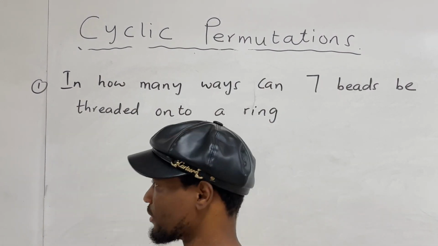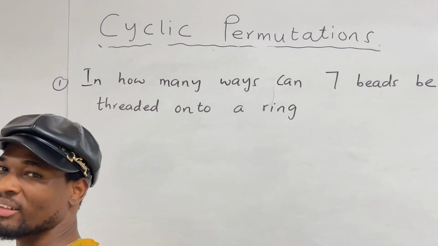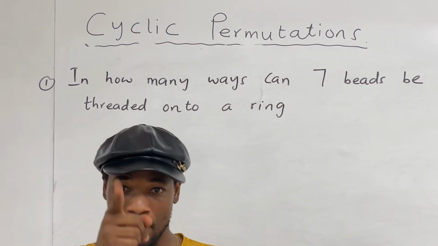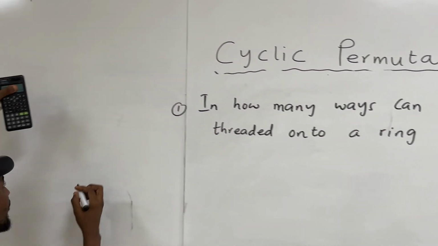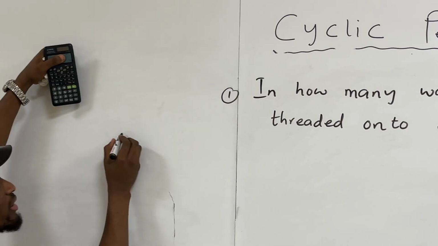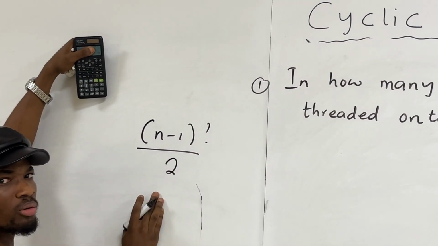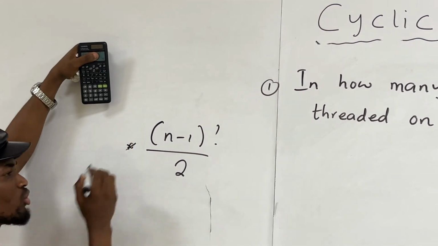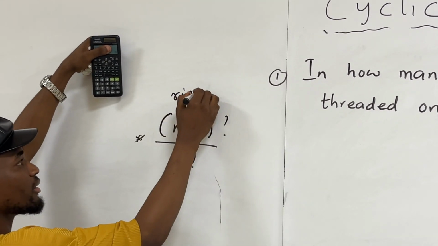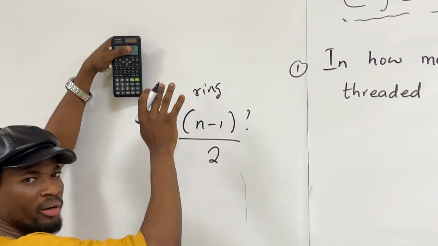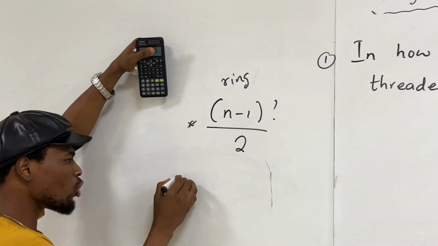But we said that whenever you are doing the arrangement on a ring, the formula to be employed is n-1 all factorial divided by 2. That is hint 1: ring and necklaces and what have you. Okay, necklace. Hint 2.